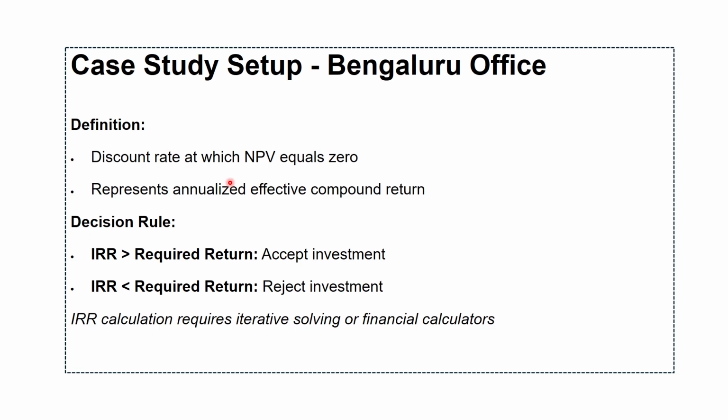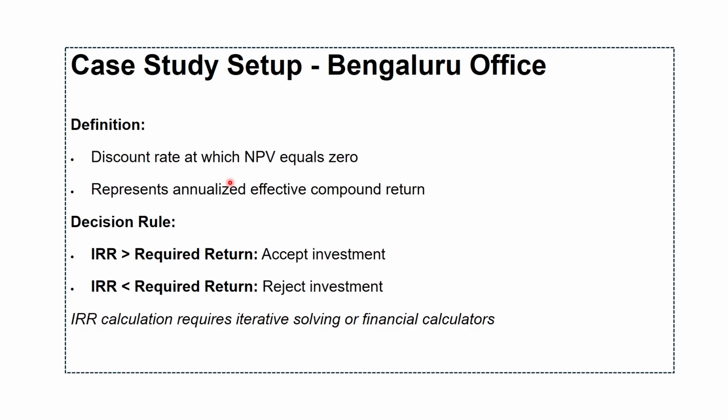In other words, IRR represents the annualized effective compound return rate on the investment. To find the IRR, we solve for R in the equation: 0 equals CF0 plus CF1 divided by 1 plus R to the first power plus CF2 divided by 1 plus R to the second power, continuing through all periods. The decision rule for IRR is simple. If IRR is greater than the required return, accept the investment. If IRR is less than the required return, reject the investment.